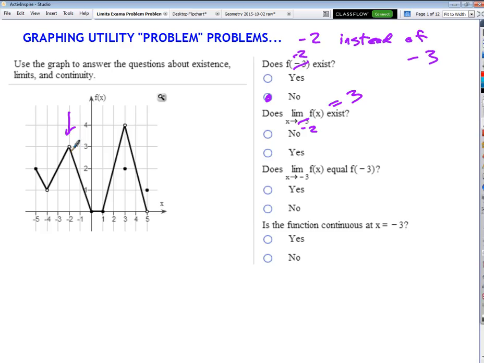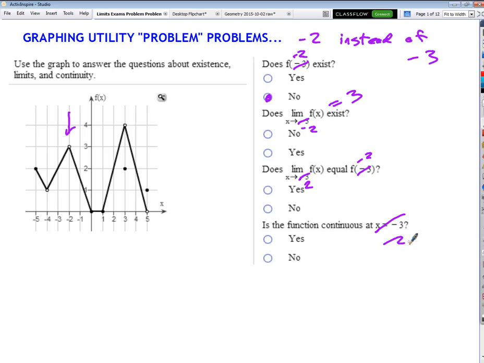So then, does the limit of the function as x approaches -2 equal the value of the function at -2? The function doesn't even exist. So the answer is no, right? Because the function doesn't exist at -2. And so then, is the function continuous at -2? No. Why is it not?